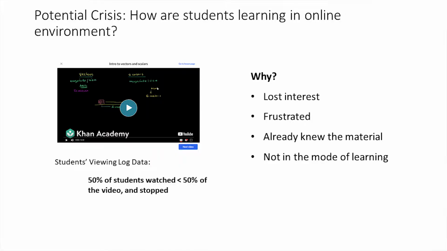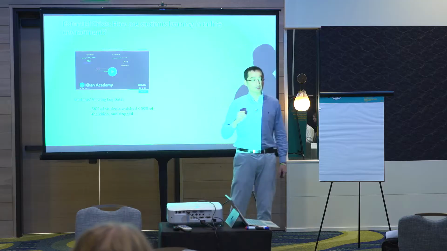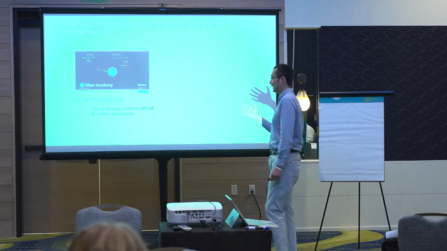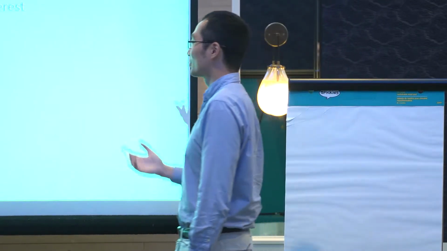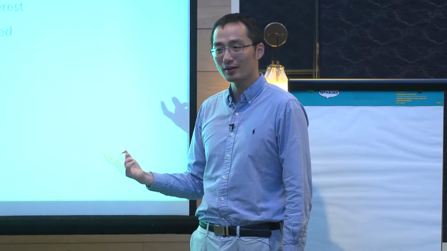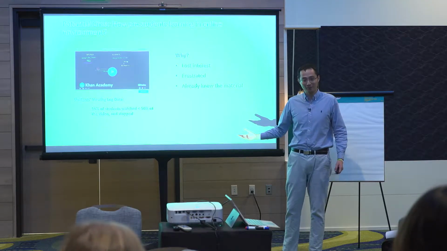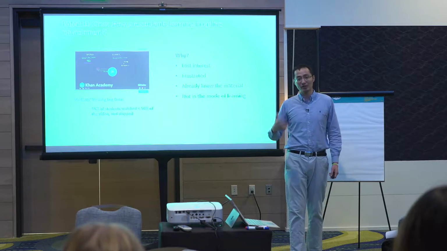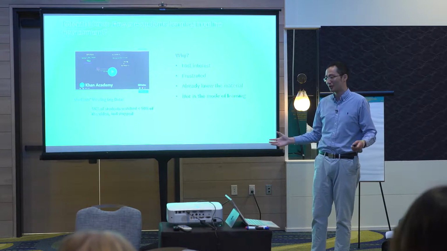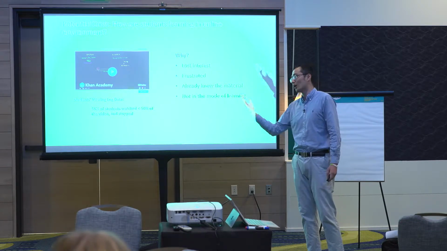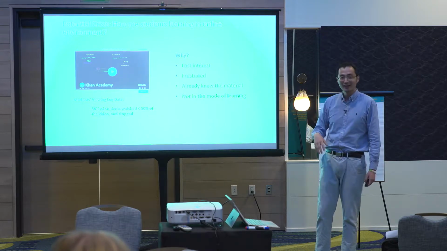On the other hand, if we wanted to understand how students are learning from this video, we look into the data, and we realize 50% of the students watched less than 50% of the video and stopped. That data alone also generates more questions than it answers. Why? You really wanted to know, did they lose interest? Are they frustrated? Or did they already know the material? Or are they not in the mode of learning? I used to do MOOC research, and you see these gigantic enrollment numbers. Most of them are just peeking into the course, oh, interesting, never coming back again. How do you know all these?